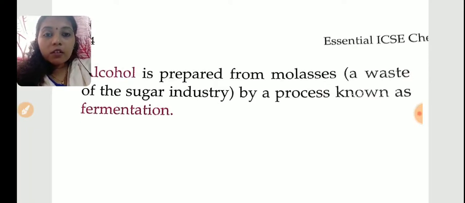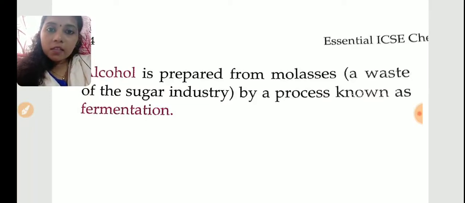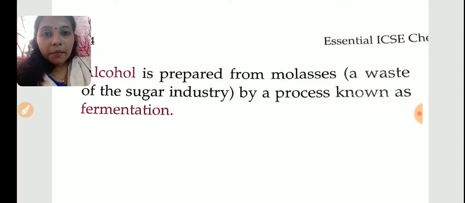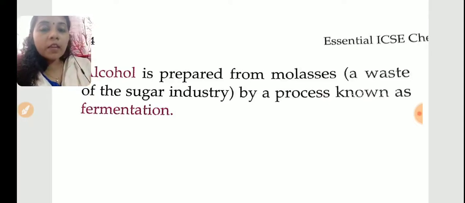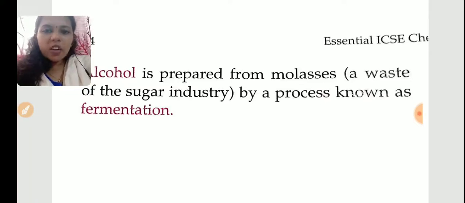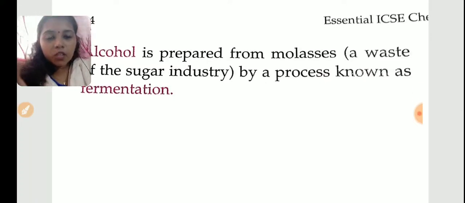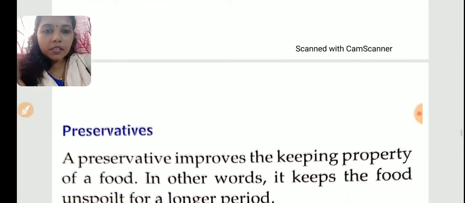We know that alcohol means our simple alcohol. Wine is also a type of alcohol. How is it prepared? From fructose or from molasses. That means from some fruits or some sugar we are preparing alcohol. In our higher classes we will study it in detail. Now we don't need to study it, it is given here just for information.